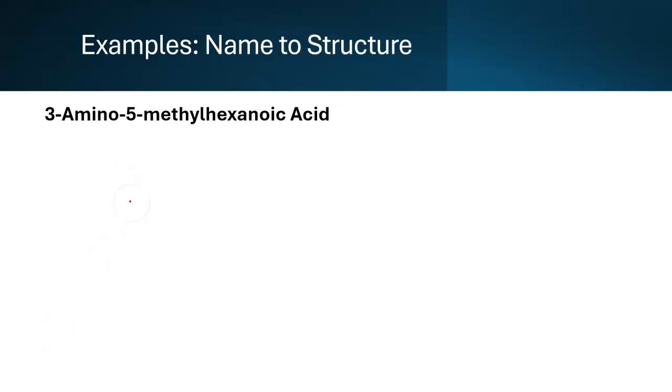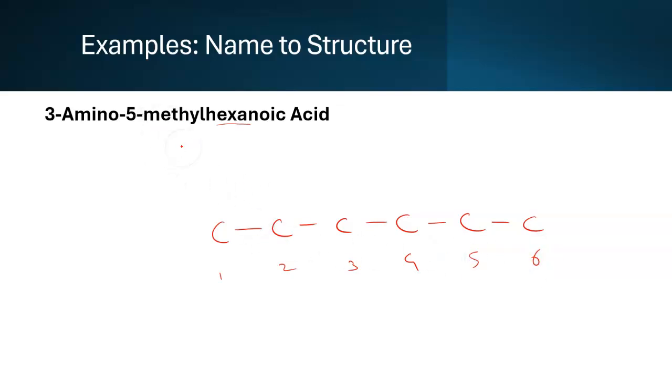Now we will have an example from name to structure. Earlier we had an example of structure to name. See, this is the name of the compound: 3-amino-5-methyl hexanoic acid. Now in this case there is a chain of hexane, we know that. So first write the carbons: there are 6 carbons, and I will number the carbons from here, 1, 2, 3, 4, 5, 6.